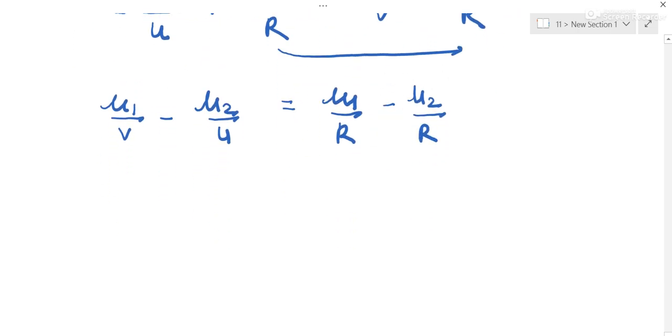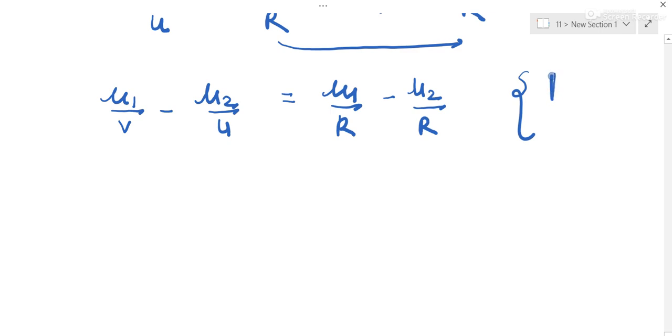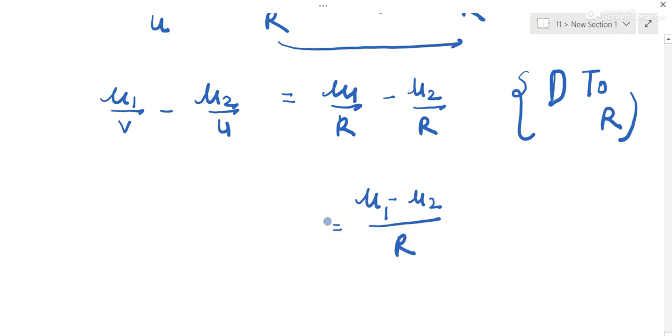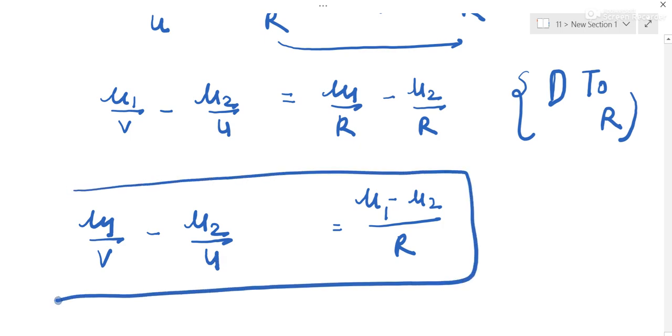So just observe, for denser to rarer we have got the formula a little different. It is mu 1 by v minus mu 2 by u equals mu 1 minus mu 2 by R. So for denser to rarer, this is the formula. This is different from rarer to denser. In that, mu 2 by v comes. Here it is mu 1 by v. So prepare very properly. Let us see for the next case.